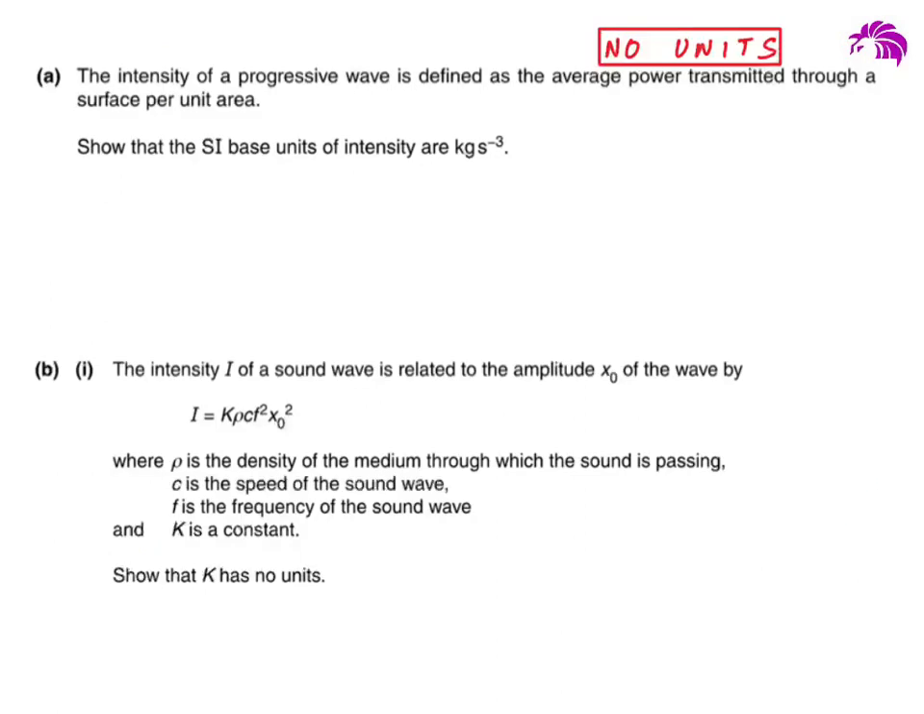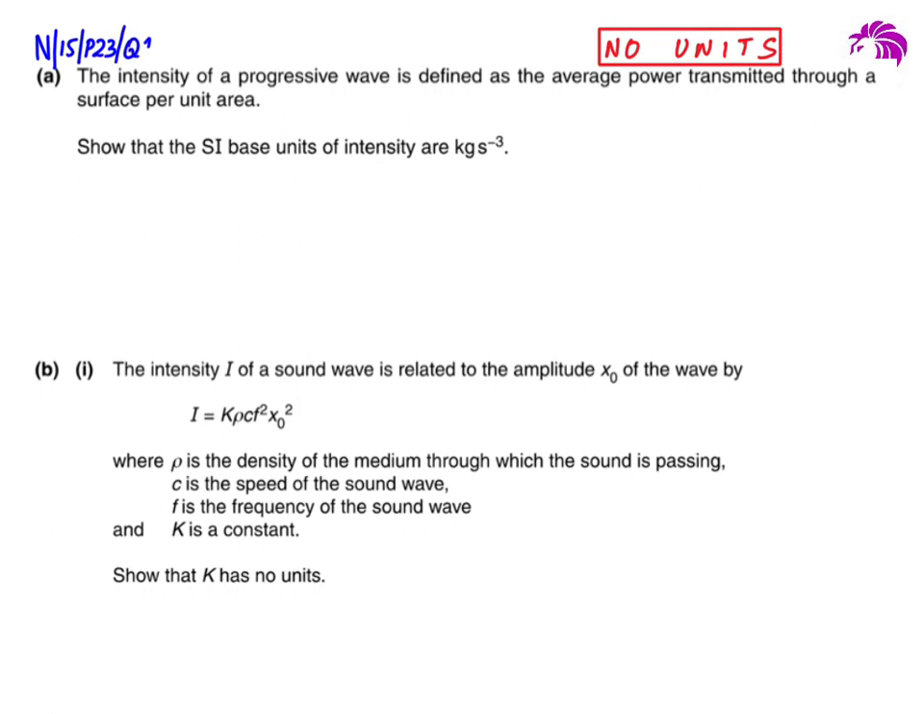So this is the next question in the series on units. The question says that the intensity of a progressive wave is defined as the average power transmitted through a surface per unit area. Show that the SI base unit of intensity is kg s^-3. Now we need to show the unit of intensity.